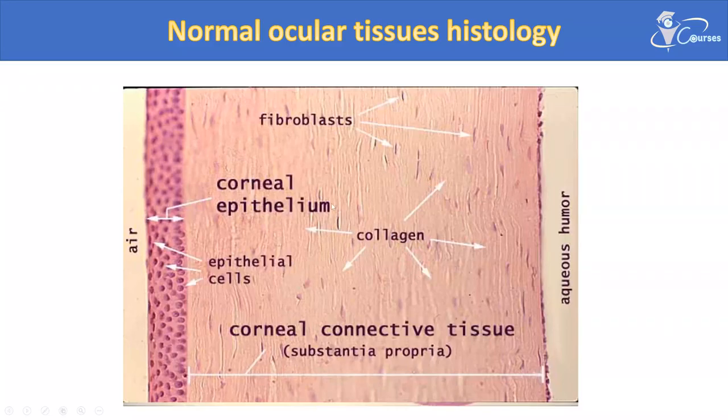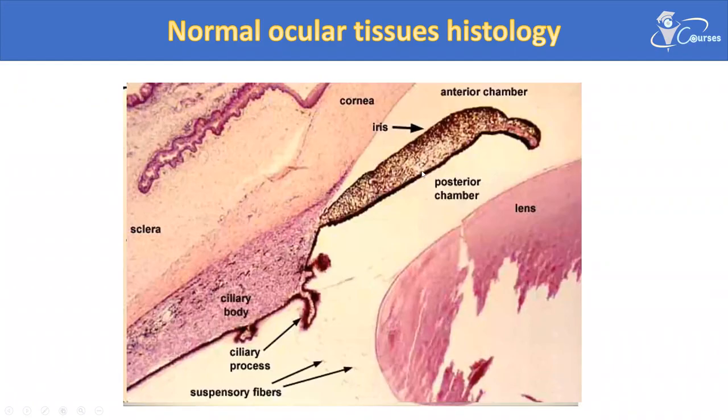This is the angle of the anterior chamber. You should recognize when it is open or closed. This is the normal pattern of the iris, showing the posterior pigmented layer of the iris on the posterior surface, as well as in the ciliary process.